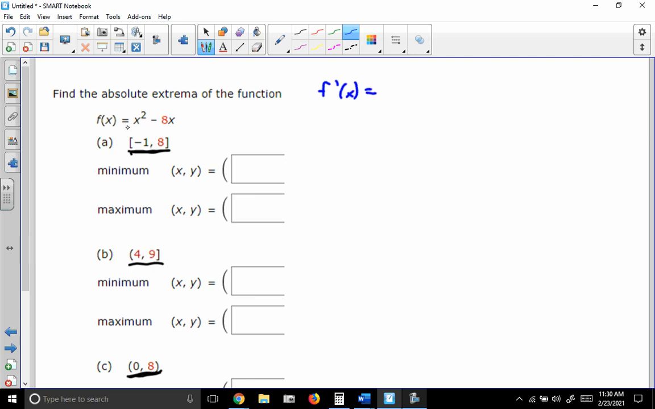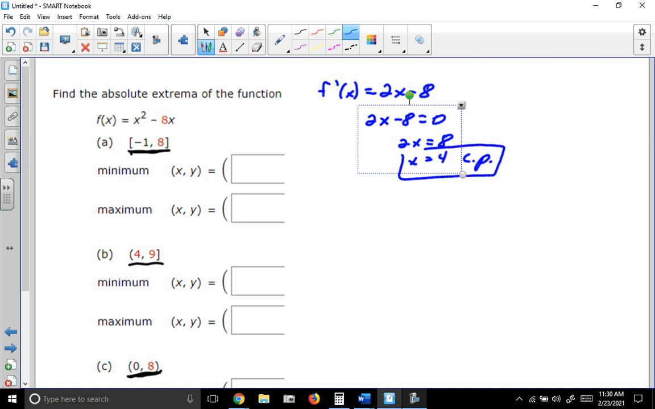If we take the derivative of our function, we get 2x minus 8. If we set that equal to 0, add 8 to both sides, and divide by 2, our critical point is when x is 4. That's our critical point, and that's the only critical point that we have for this function anywhere. So the critical point is x equals 4.